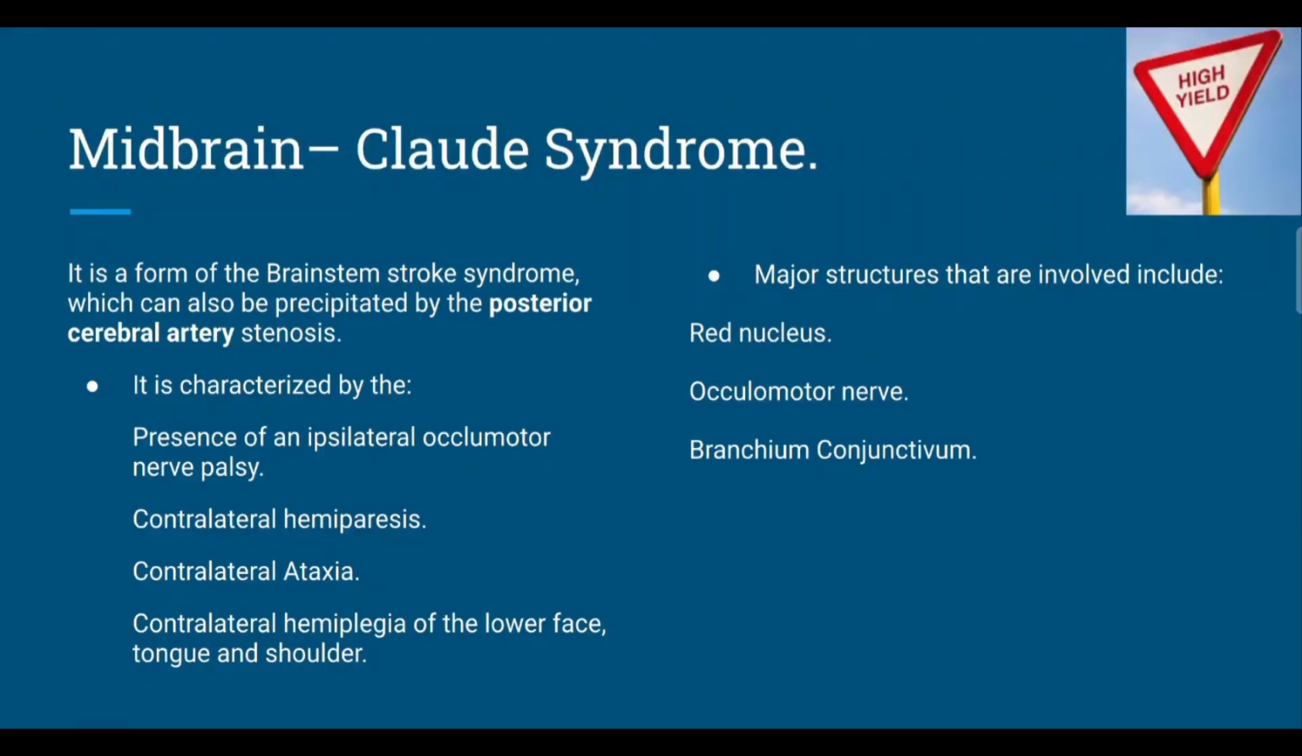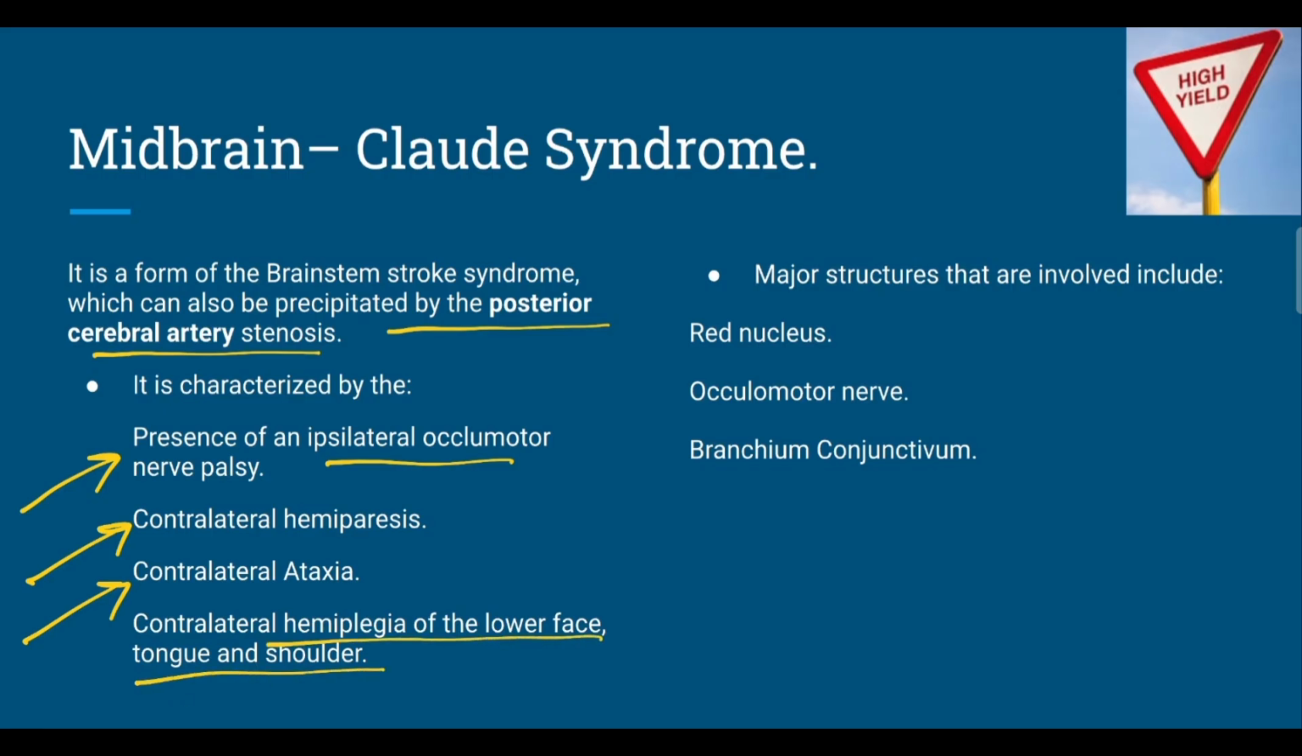Alright, let's tackle Claude syndrome, a brainstem stroke syndrome that's a must-know for USMLE Step 1. This condition often stems from posterior cerebral artery stenosis and hits the midbrain, giving us a distinct clinical picture. Picture this: a patient with ipsilateral oculomotor nerve palsy, meaning one eye drooping and out of alignment, paired with contralateral hemiparesis, ataxia, and hemiplegia affecting the lower face, tongue, and shoulder. That's a lot, right? It's a classic alternating pattern, and Step 1 loves testing these.